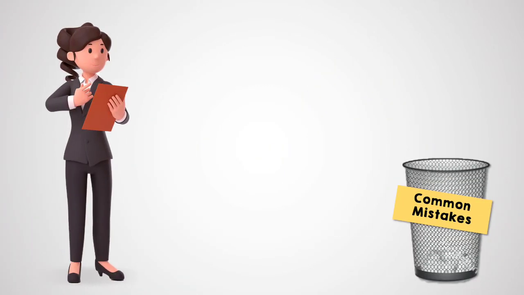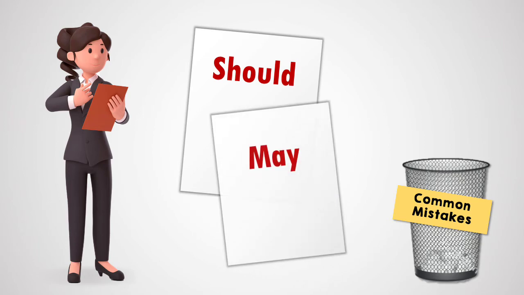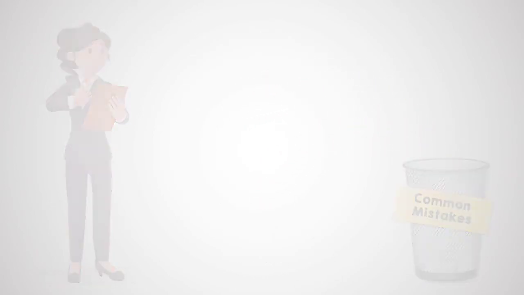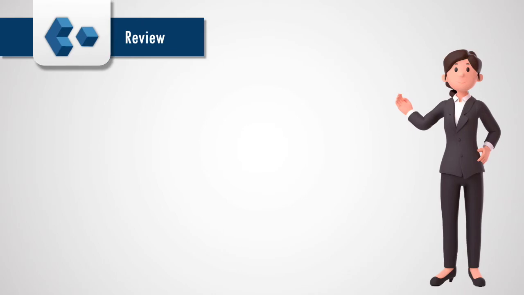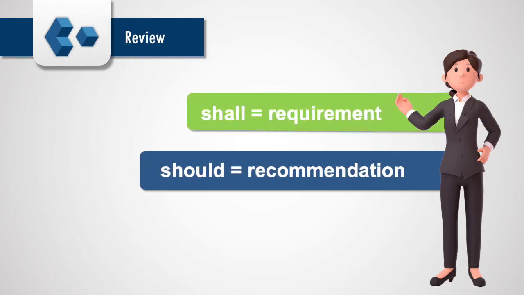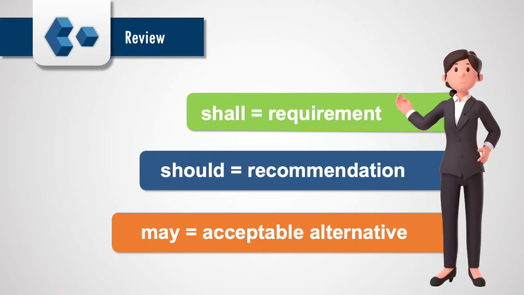In the final part of our trilogy, we take a look at some common mistakes made with should and may statements. A quick reminder for those that need it. Shall denotes a requirement. Should denotes a recommendation, i.e. a suggestion or proposal, and may is used to denote an acceptable alternative.